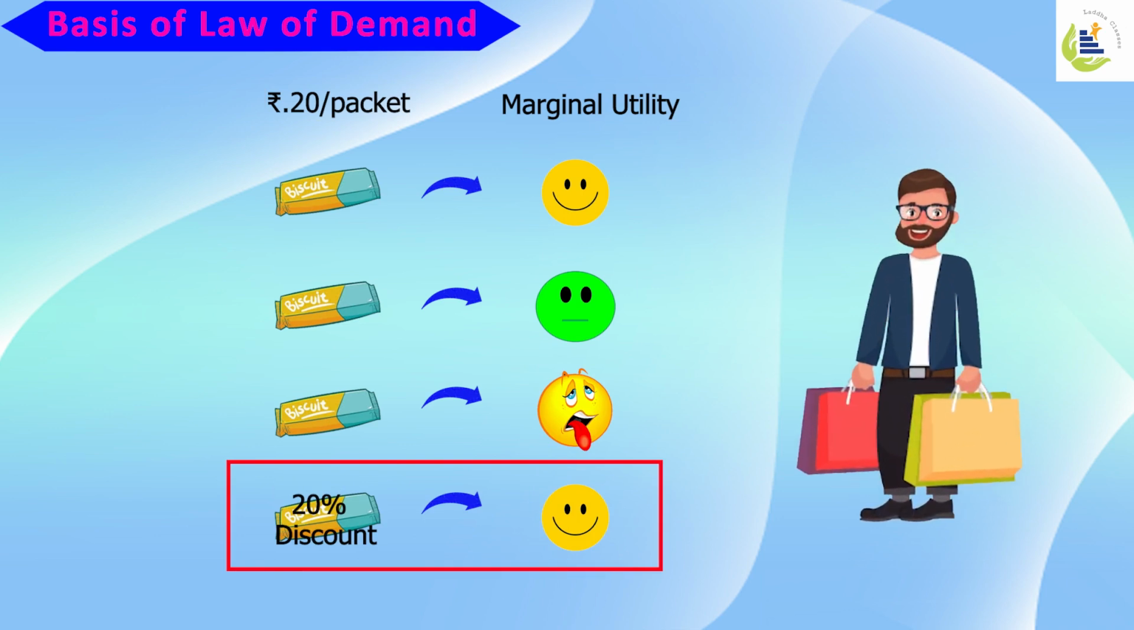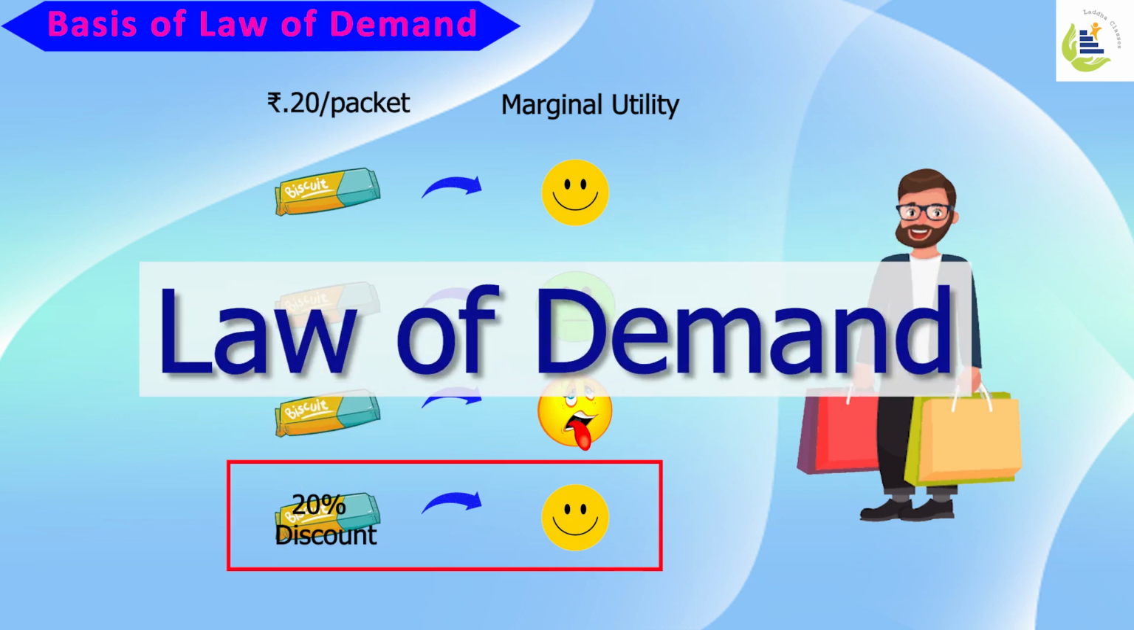In a nutshell, summary: yes, the law of diminishing marginal utility is important when it comes to being the basis of the law of demand.